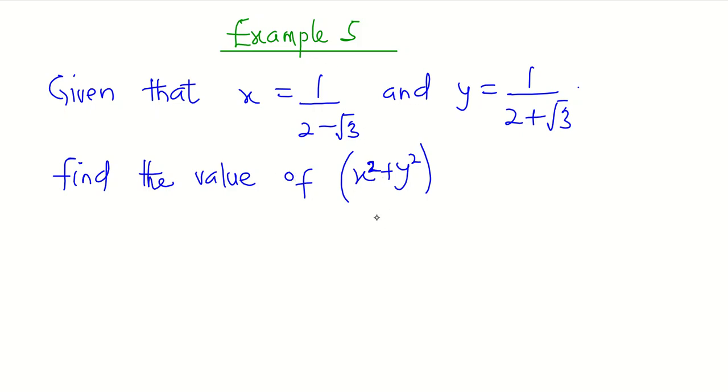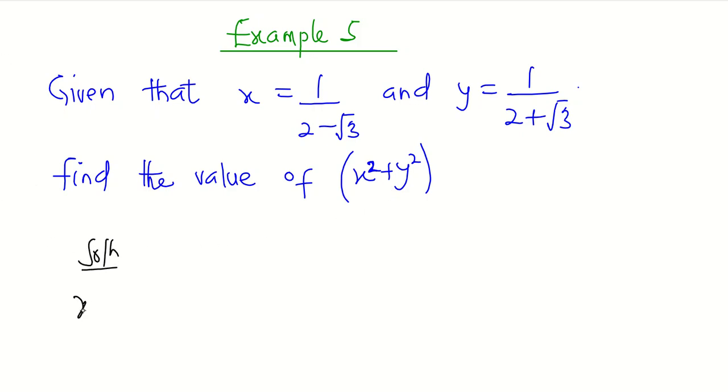Now this is not a difference of two squares. If it was x squared minus y squared, then we could term it a difference of two squares. But at this point, we have x squared plus y squared, so it is not a difference of two squares. So let's know that. With this, we are going to do direct substitution to simplify.